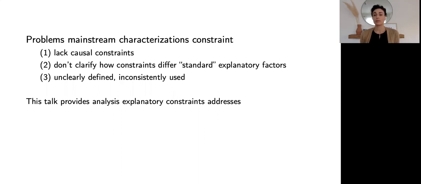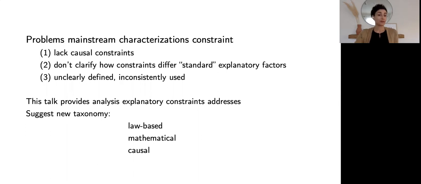My aim here will be to clarify the main characteristics of explanatory constraints, the ways in which they differ from standard explanatory factors, and to say something about the unique roles that they play in scientific explanation. In doing this, I'm going to suggest a new taxonomy for distinguishing constraint types. This taxonomy includes law-based, mathematical, and causal constraints.